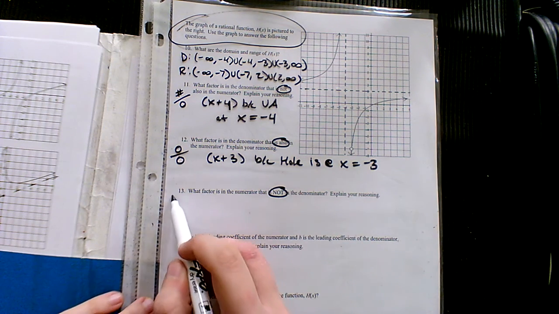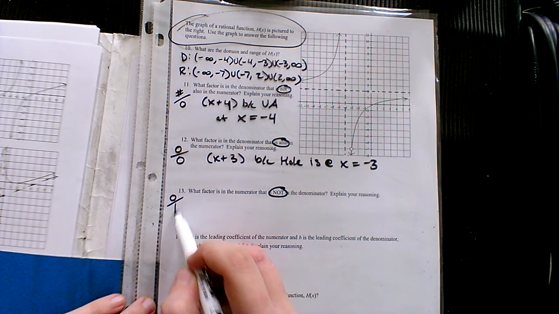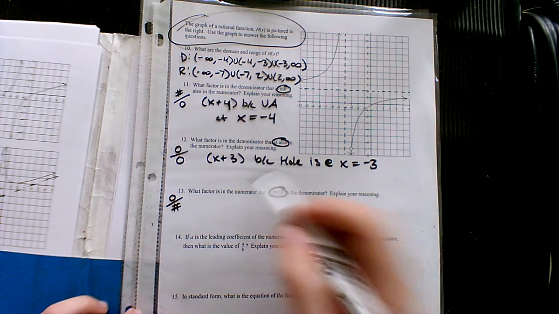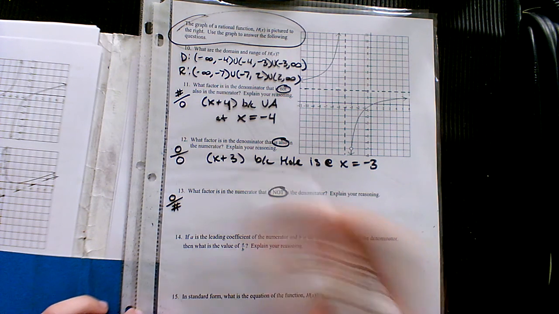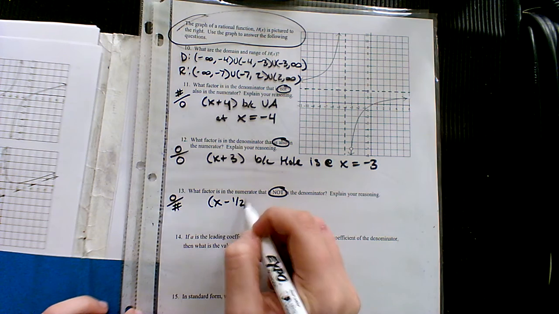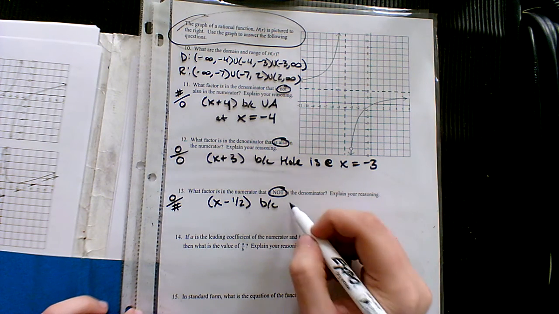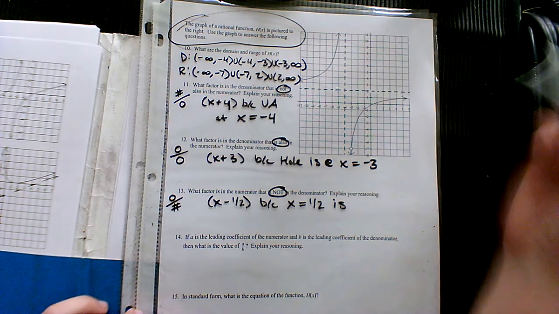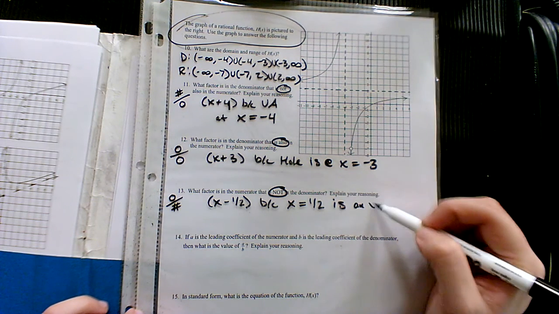All right, 13. What factor is in the numerator but not the denominator? So in this case, if we were to plug that number in, we get 0 over a number. This one might be a little tricky. Emma? Is it x minus 0.5? Okay, so x minus a half. How'd you get that? Because there's an x-intercept at what seems to be a half? It seems to be. Yeah, okay, because it is an x-intercept.